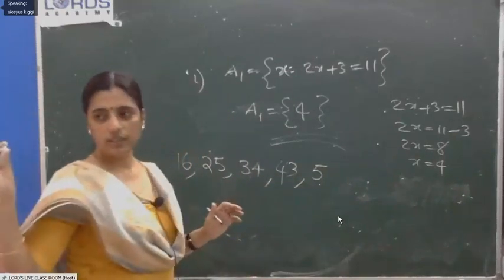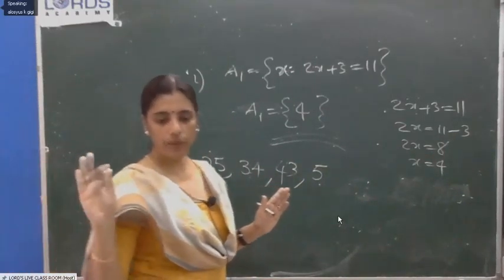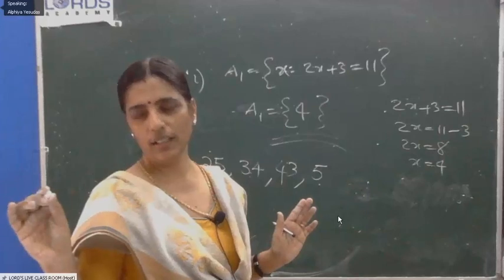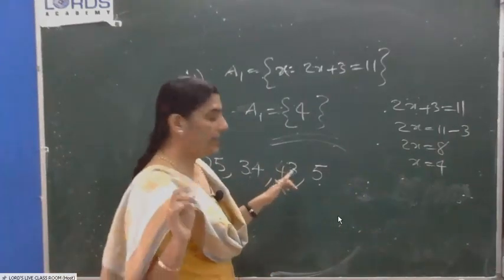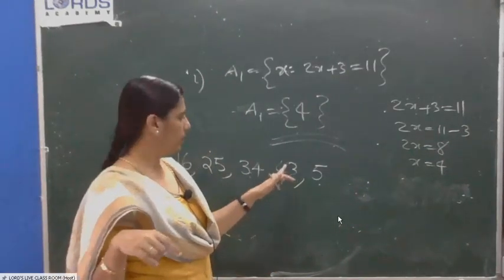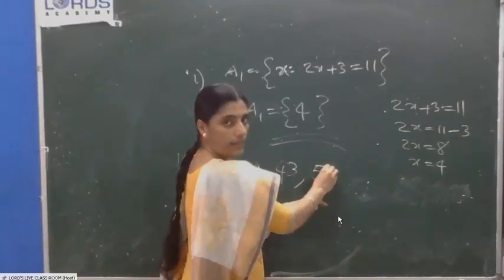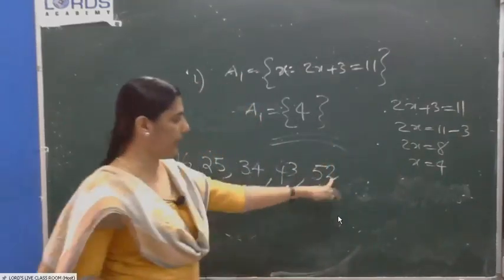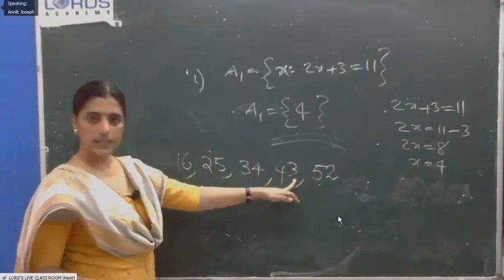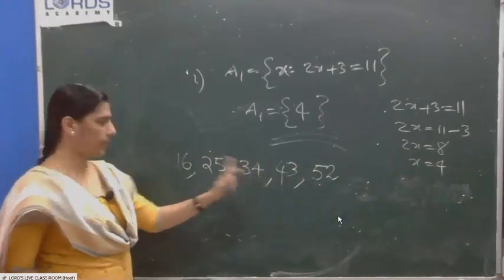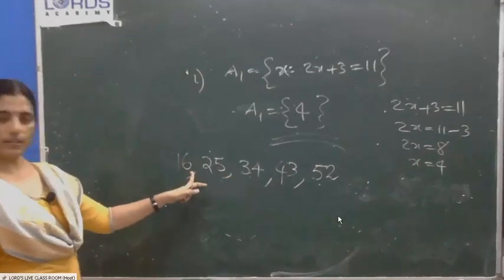Okay, wait. You keep quiet. Let me give the chance to others. In each set you think 43. In the 50s, 57 we have to get. So 52, 5 plus 2, 7. Here 4 plus 3, 7. Here 3 plus 4, 7. 2 plus 5, 7. 1 plus 6, 7.